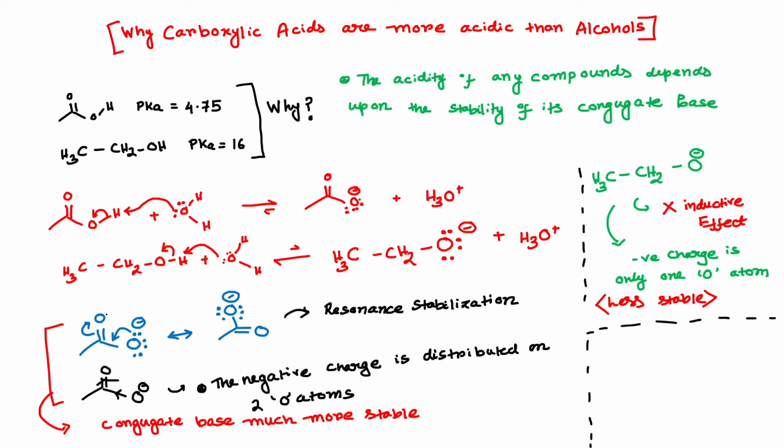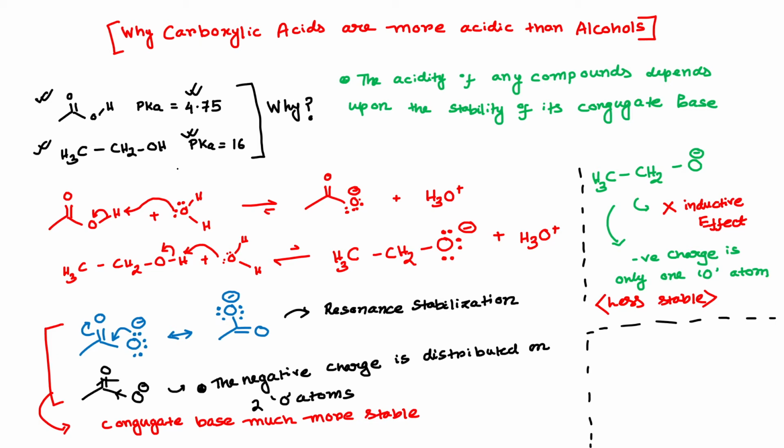Now here in this slide I will describe how the inductive effect decides the acidity of some compounds. Here I have described the pKa value of some compounds: this is acetic acid, and this is the pKa value of ethanol. You can see that the pKa value of acetic acid is 4.75, which is much lower compared to the pKa value of ethanol, which is 16.